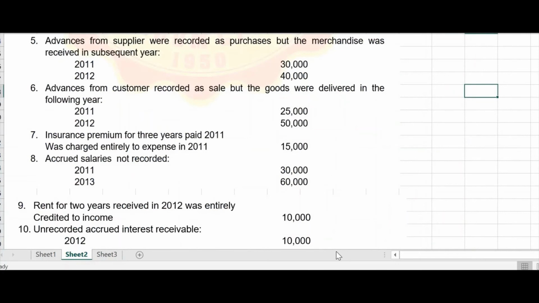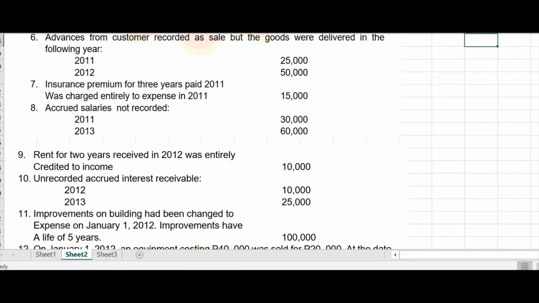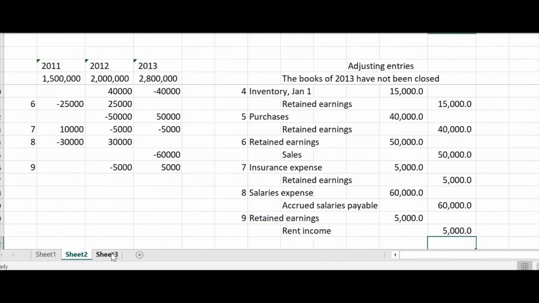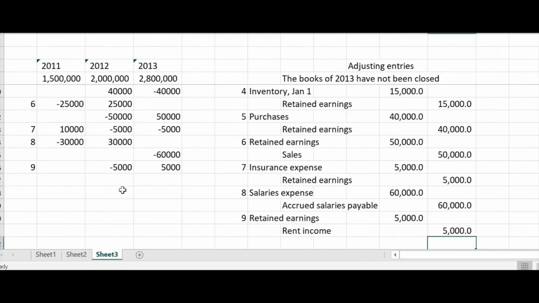So, let's have number 10. We have unrecorded interest receivable. So, if unrecorded yung accrued interest receivable mo, then understated yung interest income. Diba? So, if understated yung interest income for 2012, for 10,000, understated din yung net income mo. So, understated yung net income by 10,000.